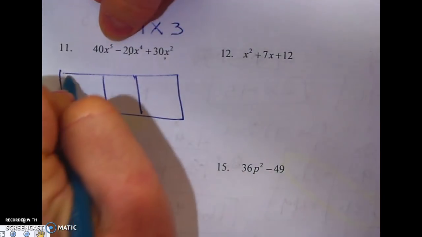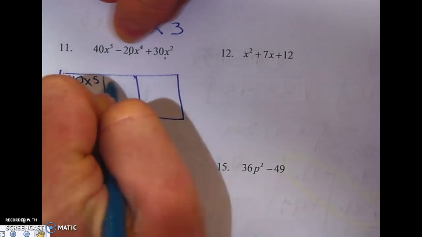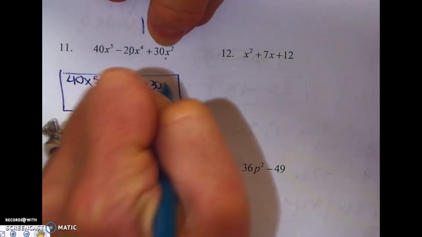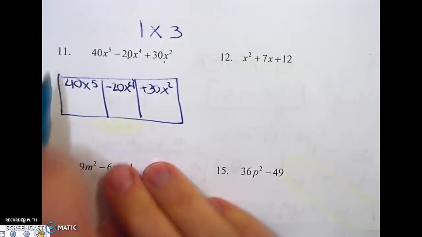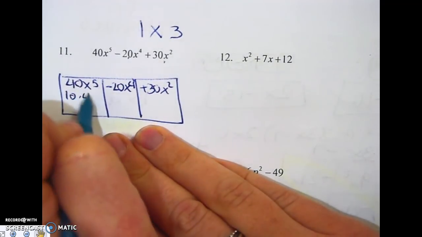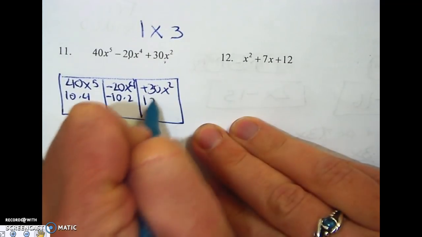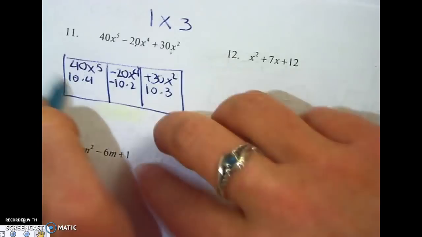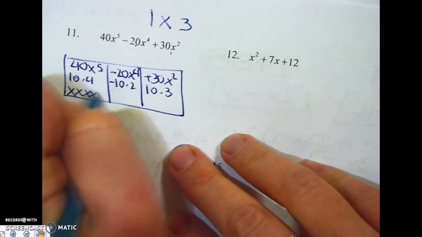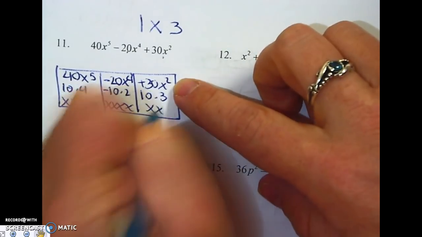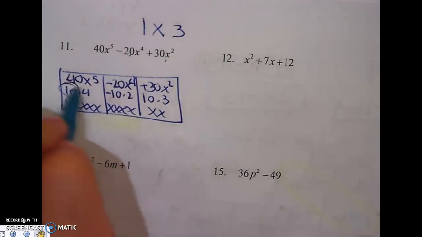So I'll write 40x to the 5th minus 20x to the 4th plus 30x squared. I notice they all end in 0, so 10. 10 times 4, negative 10 times 2, and 10 times 3. 5 x's: 1, 2, 3, 4, 5. 4 x's: 1, 2, 3, 4, and 2 x's. So I notice they all have a 10.